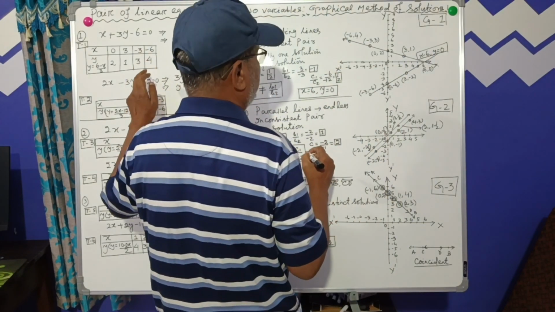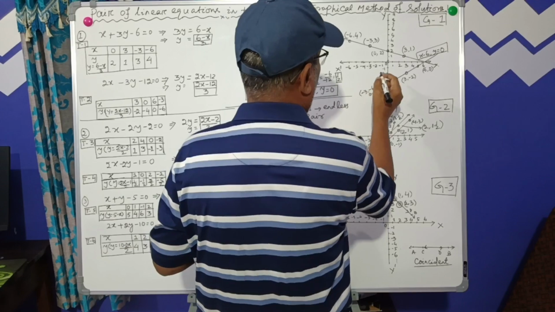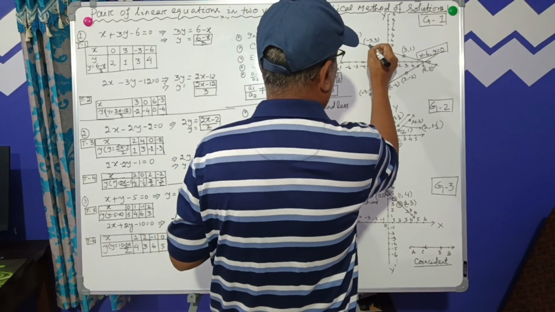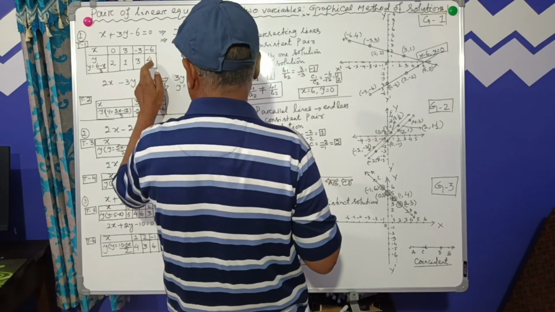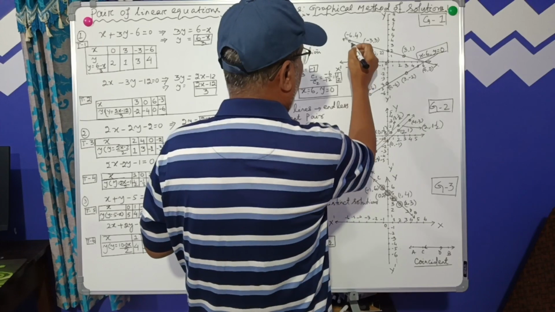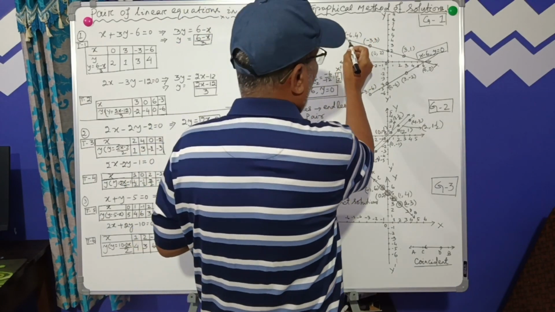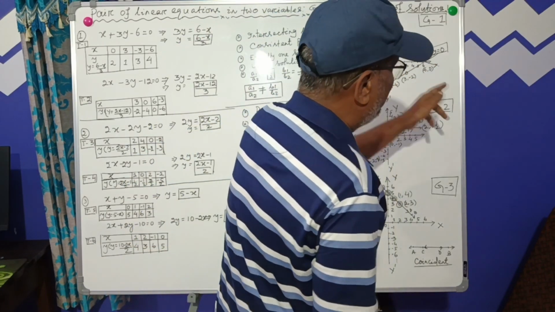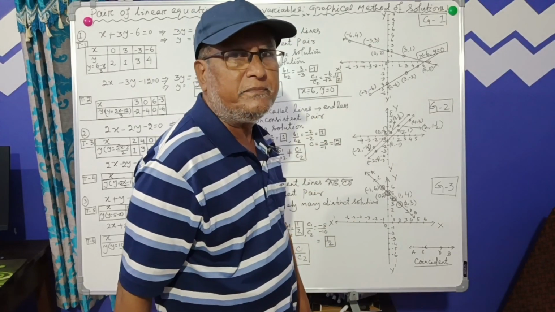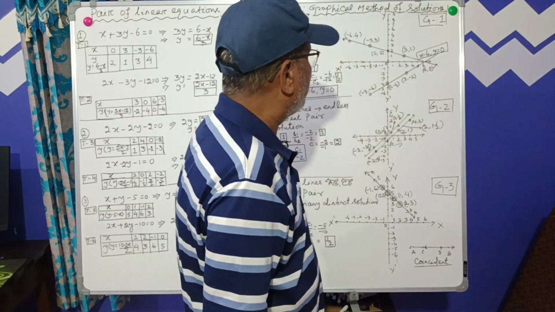Minus 3, plus 3. So you see minus 3 and this point. Minus 6, 4. Minus 6 and 4. So, we got 1, 2, 3, 4 points. So, we got a straight line.